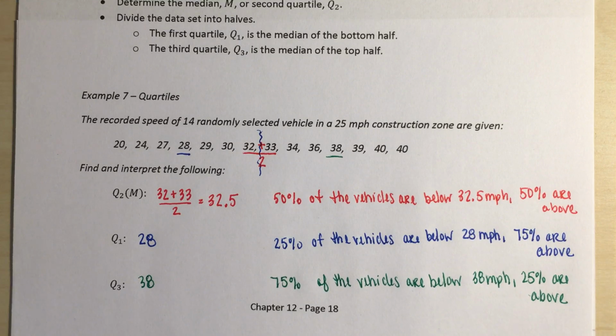So our quartiles split our data into 4 different groups, each with 25%. We can find these values by finding our median and then the median of each half, and then we can make some other statements and provide some other information based on the values that we come up with.